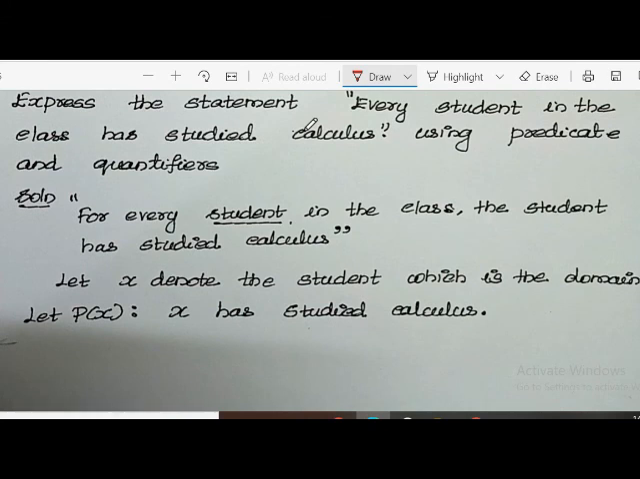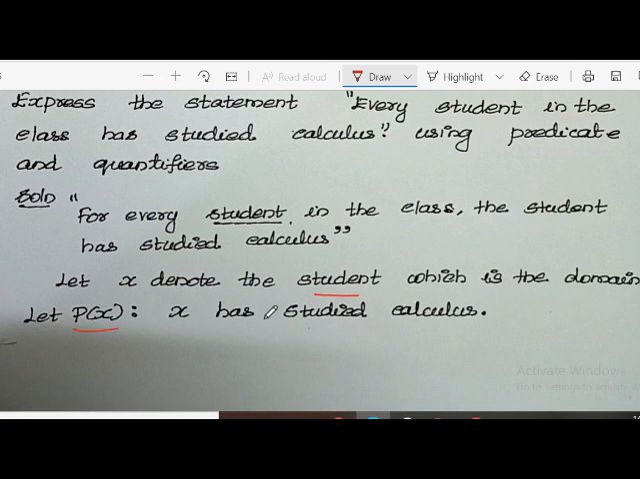First of all, for every student in the class, the student has studied calculus. Let X denote the student. So first of all, every student in the class has studied calculus. So which means that I can write the statement as, X denotes the domain. So I am taking, let X be the domain such that X denotes the student. So let us take the first statement to be P of X. So I can express the statement as P of X such that X has studied calculus.